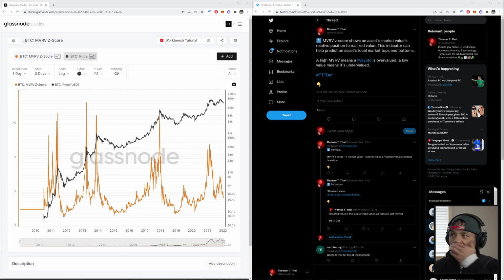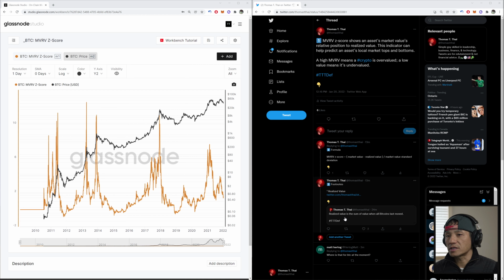We're going to be covering MVRV Z-Score today. I put the definition here for you. It shows an asset's market value's relative position to realized value. This indicator can help predict an asset's local market tops and bottoms. A high MVRV means a crypto is overvalued. A low value means it's undervalued.